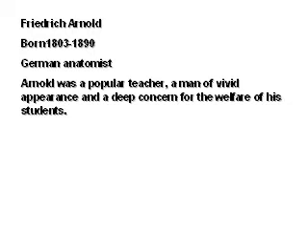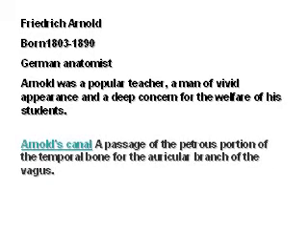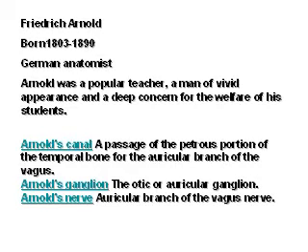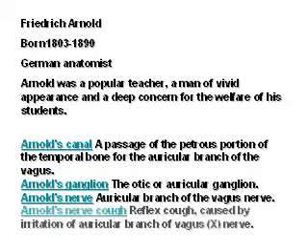His several contributions include the Arnold's canal, which is a passage of the petrous portion of the temporal bone for the auricular branch of the vagus. Arnold's ganglion, which is the otic or auricular ganglion. Arnold's nerve, which is the auricular branch of the vagus nerve. And Arnold's nerve cough reflex, which is a reflex cough caused by irritation by stimulating the external auditory canal due to impulses passing via the auricular branch or the Arnold's nerve.